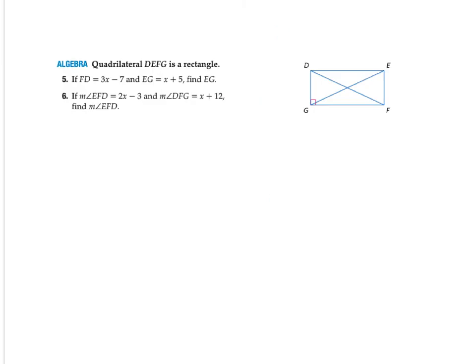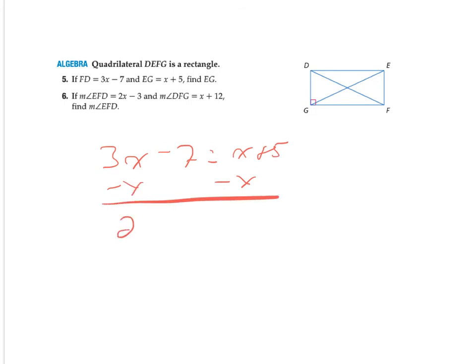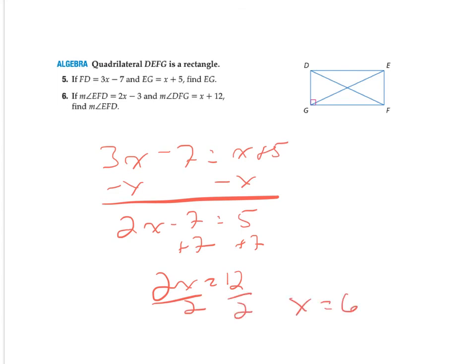Quadrilateral DEFG is a rectangle. If FD is equal to 3x minus 7 and EG equals x plus 5, find EG. Since this is a rectangle, those diagonals are equal. 3x minus 7 is equal to x plus 5. We can solve that for x. I'm going to subtract x from both sides, and I get 2x minus 7 is equal to 5. Add the 7. 2x is equal to 12. Divide by 2. x equals 6. Therefore, you can plug 6 in for x, and we find that EG is 11.